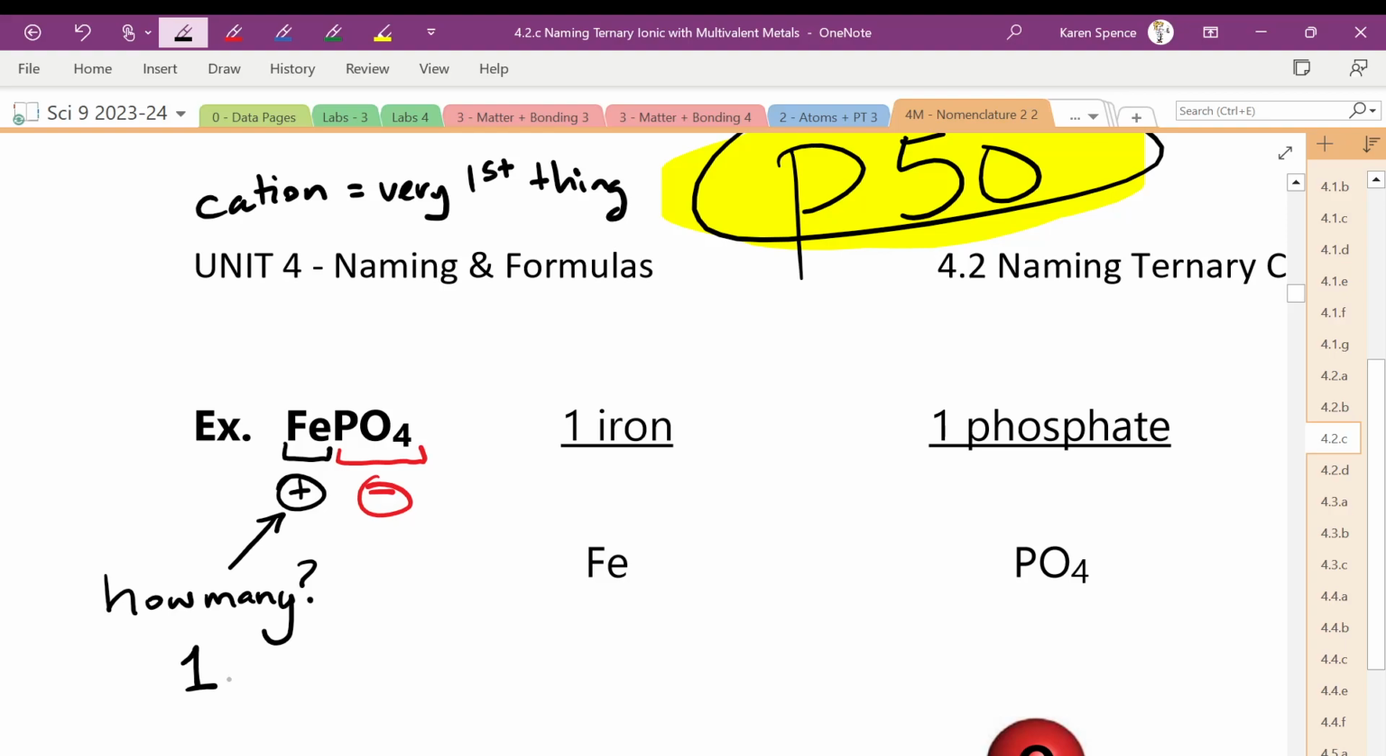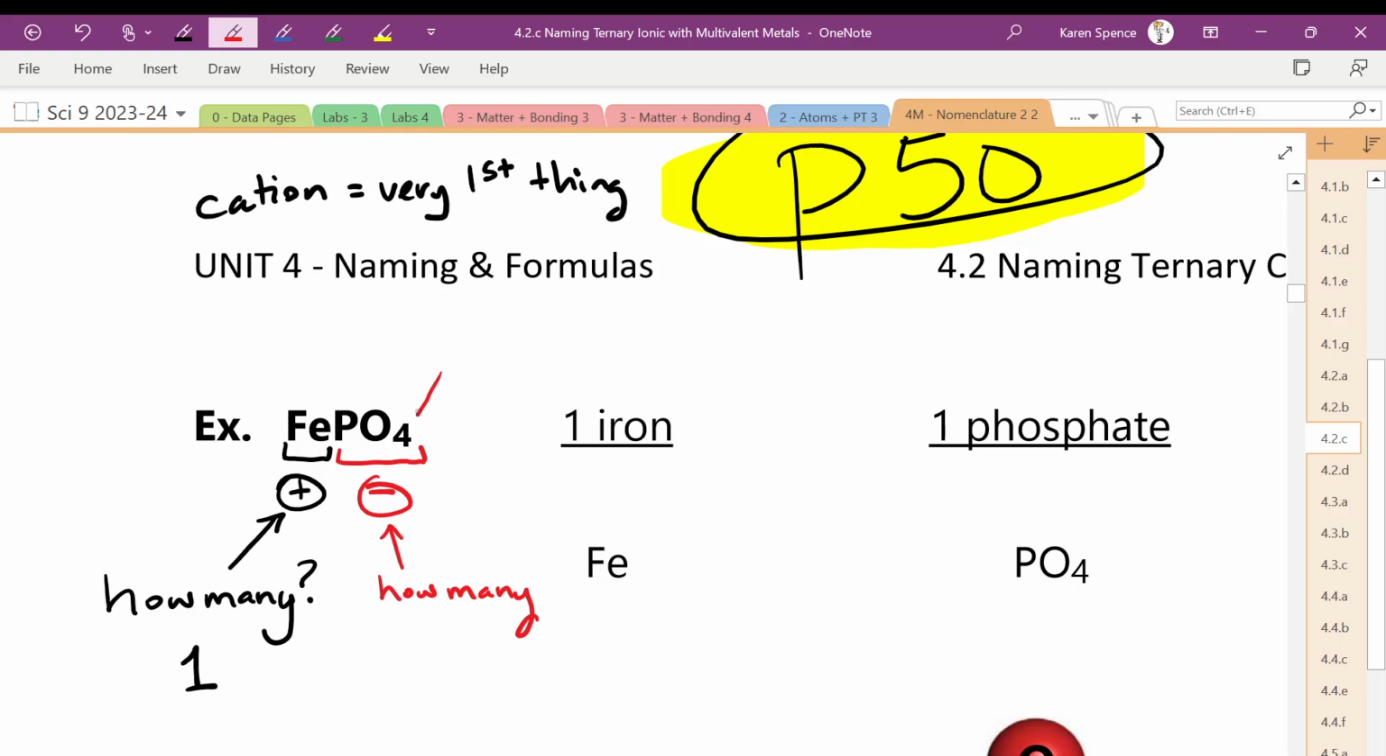And this is where the trickiest part comes in. How many phosphates do we have? I guarantee you, even if no one is brave enough to say it, a lot of people want to say 4. And if you're thinking to yourself, I wanted to say 4, just bear in mind that usually at least 2/3 of my students want to say 4.